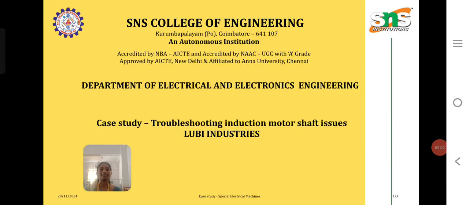Hello all, as a continuation of my lecture series in special electrical machines, now we are going to discuss a case study on electrical machines. The case study is related to troubleshooting induction motor shaft issues. We learn about stator, rotor, shaft and how to connect the motor with the application. This case study is about Luby Industries, a company which manufactures induction motors.